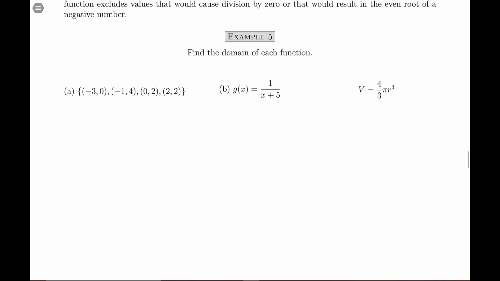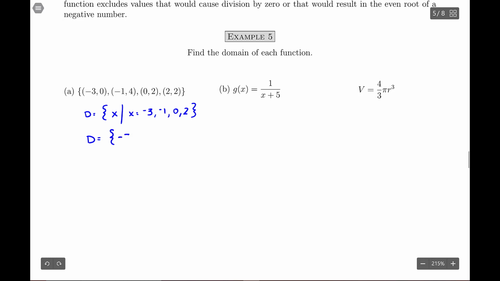So all we have to do is make a list, and I use this notation right here, so I use the set notation. X, and then this vertical line means such that, such that x is equal to negative 3, negative 1, 0, and 2. Or you can use the set notation. The domain is equal to negative 3, negative 1, 0, and 2. And if you're just lazy, you can write D is equal to negative 3, negative 1, 0, and 2.